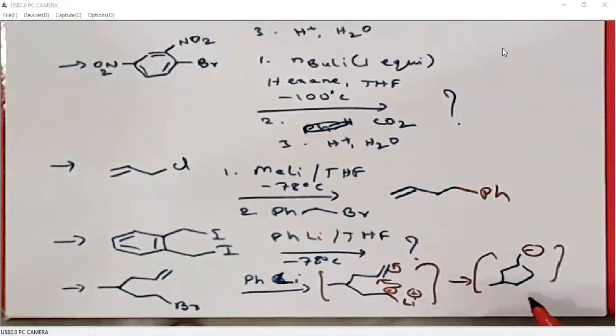This anion, if we want to stop the reaction here, we can just add water, or if you want to explore it further, we can also do it. So when we add allyl bromide, what is the product?